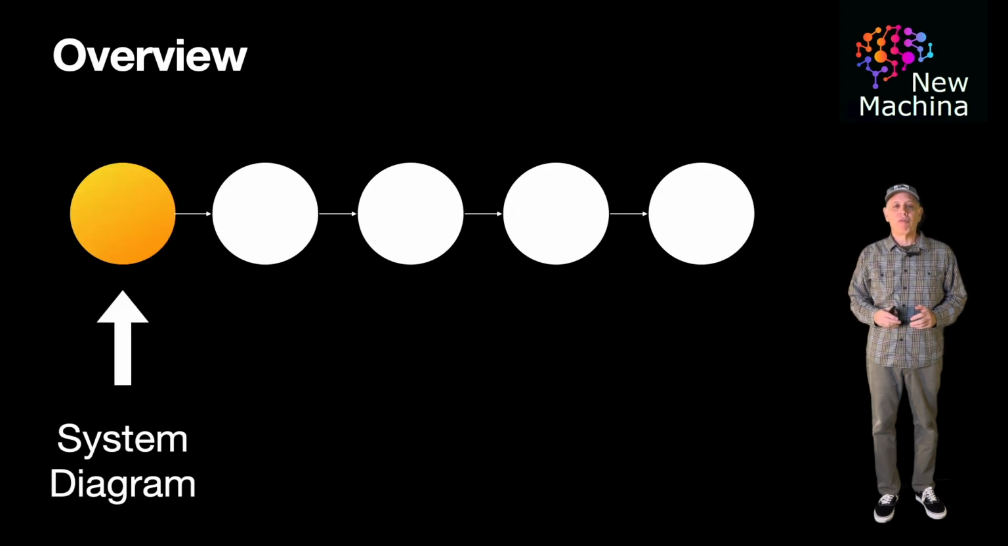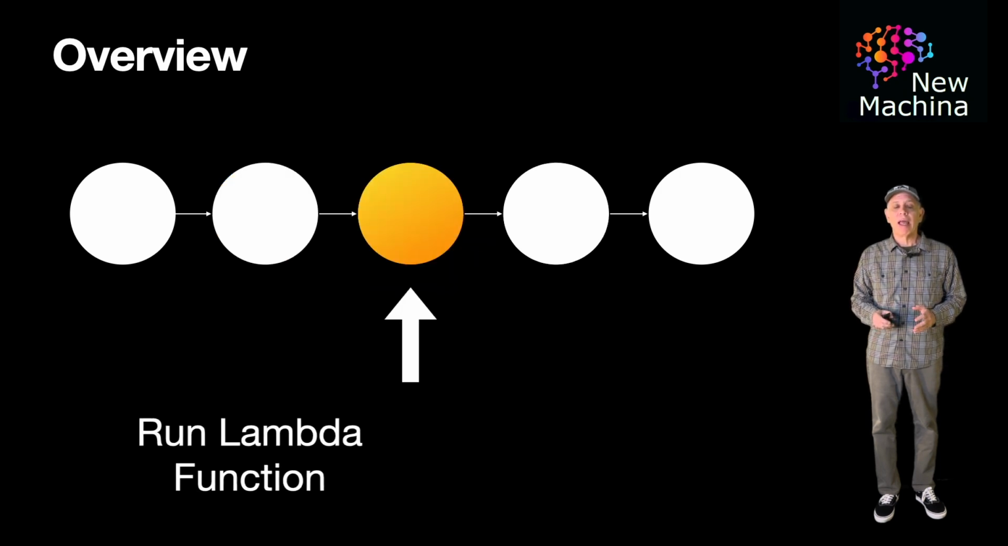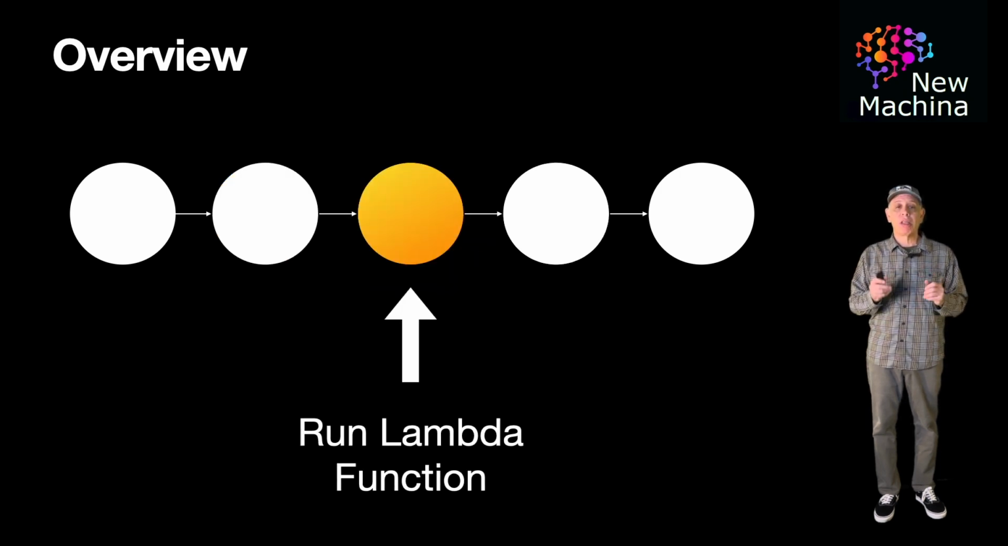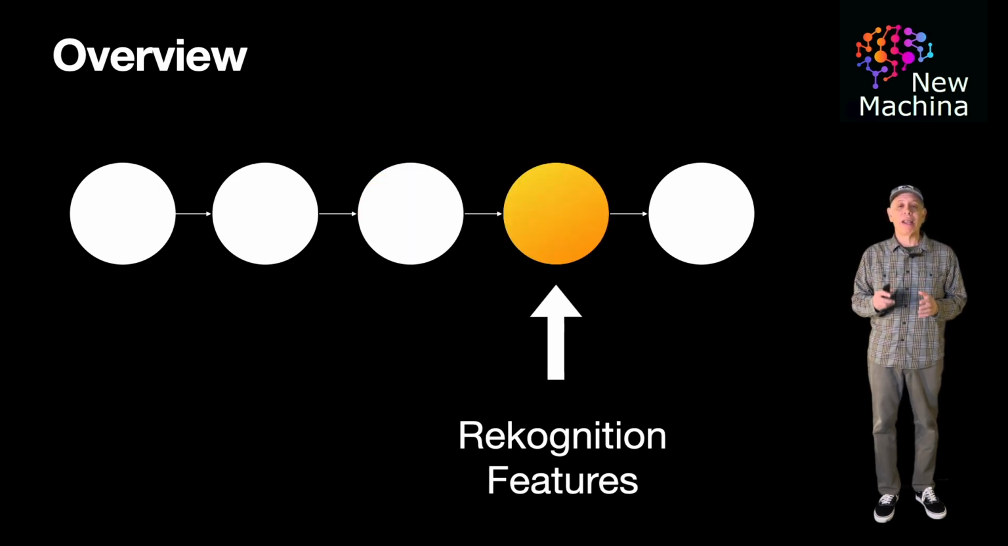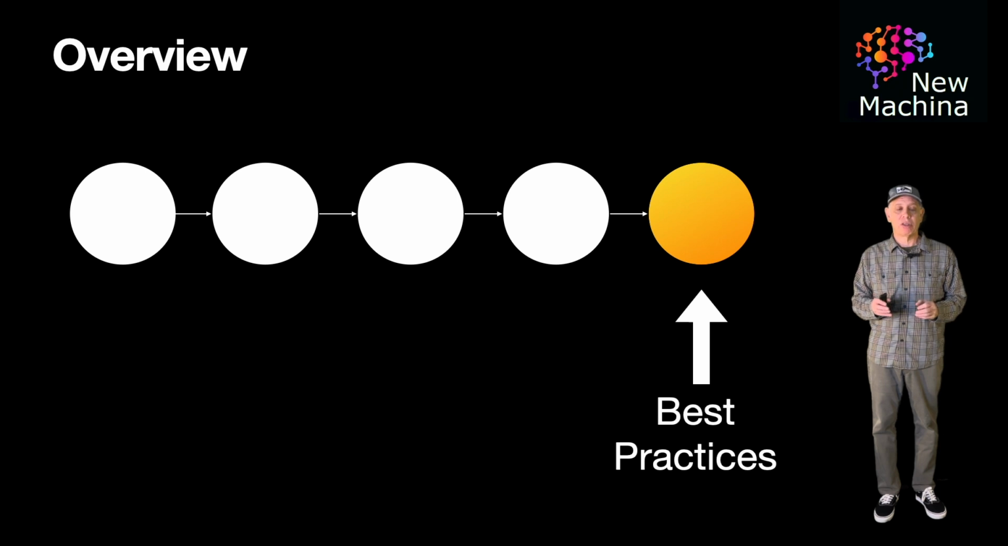So I'm going to quickly provide an overview of what we're going to cover in this video. First, I'll show you a quick system diagram of the system. After that, I'll show you a Lambda function setup with Python code that integrates with Amazon Rekognition. Next, I'll show you the results of running this Lambda function. After this, I'll step through some of the key Amazon Rekognition features. Lastly, I'll summarize some best practices when using Amazon Rekognition. Okay, so let's get into it.